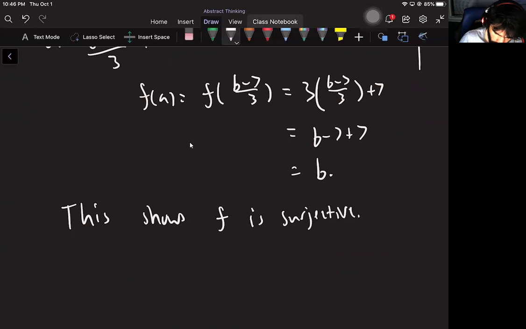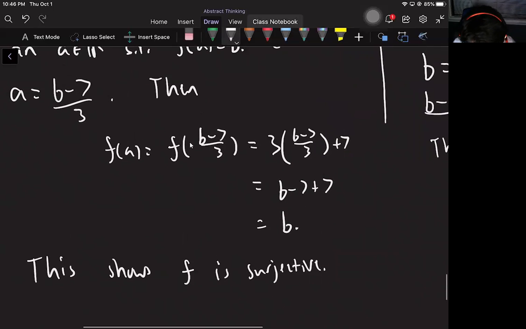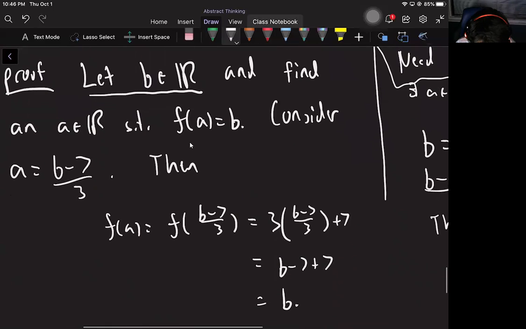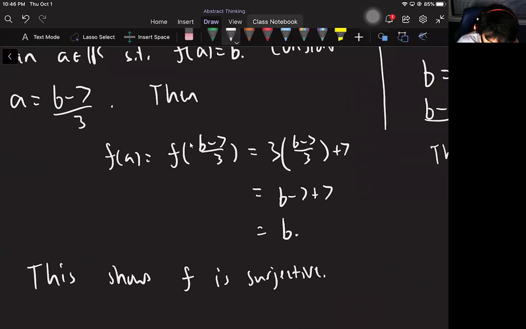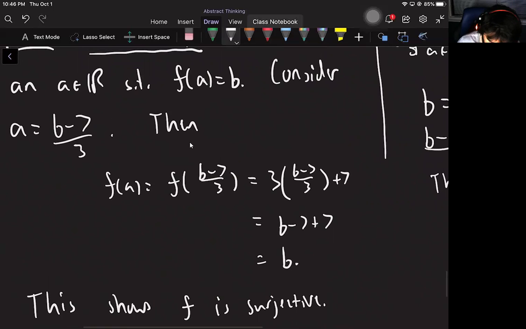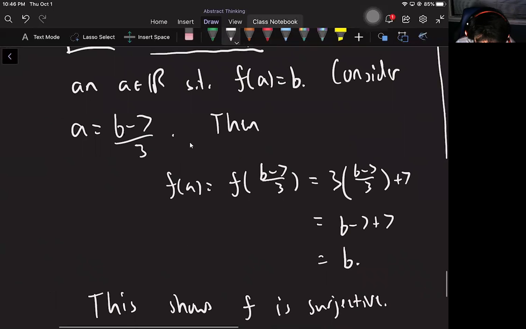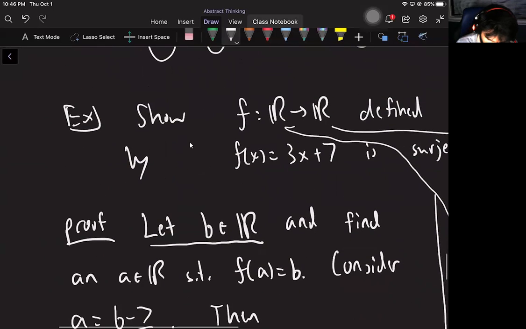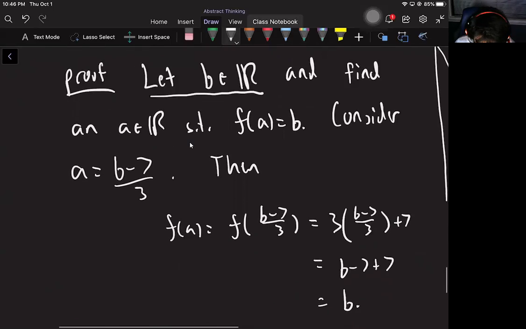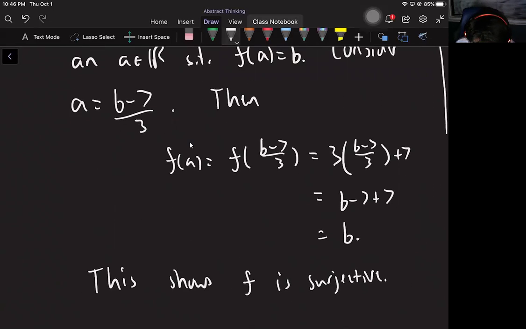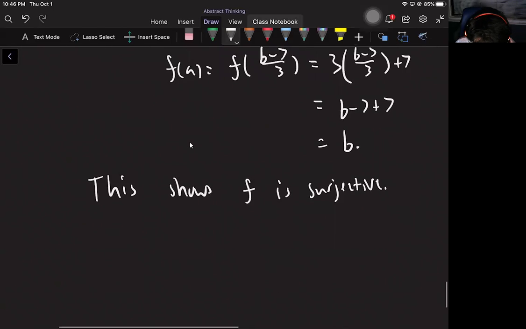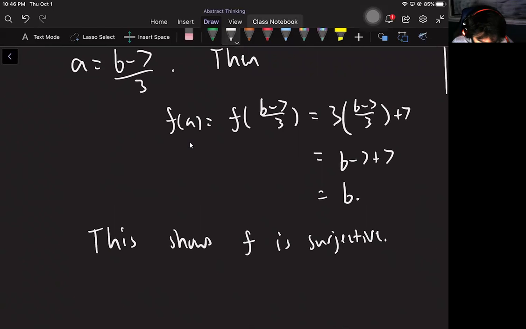So the idea behind this is, give me your favorite number. What's your favorite number? 10? Okay, then I'll tell you how to make 10 pop out. Just plug in 10 minus 7 divided by 3. And I can do this for any number you can think of. So I can get anything in the codomain using this little recipe of just taking whatever number you want, subtracting 7, dividing by 3. And so since I can do it for every number, that's what shows f is surjective. Okay.